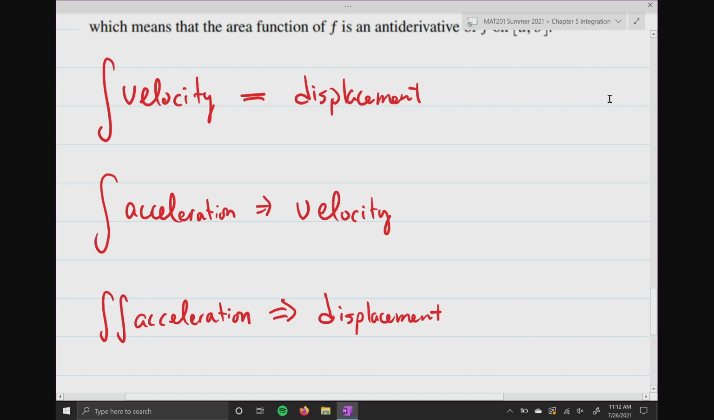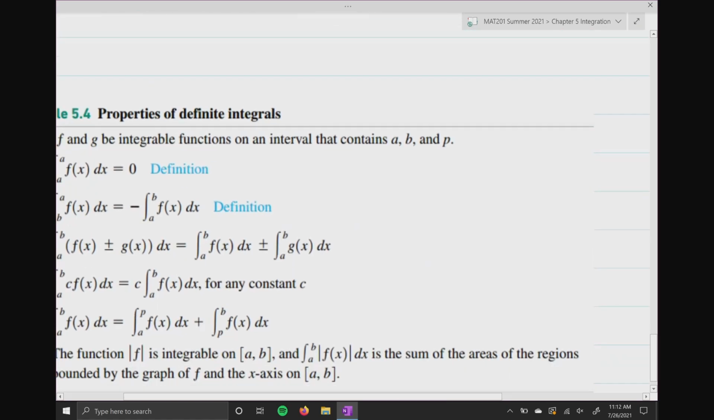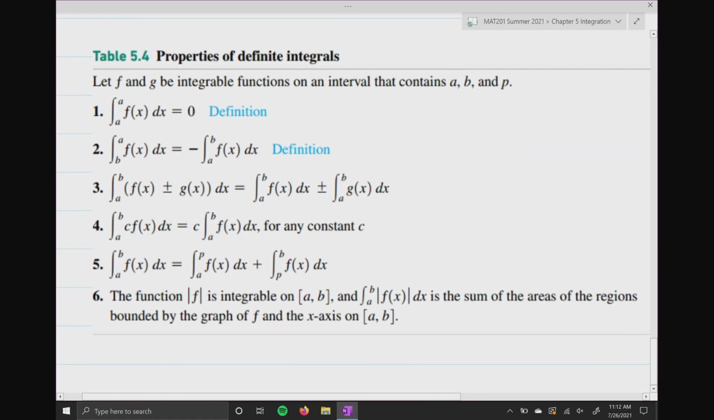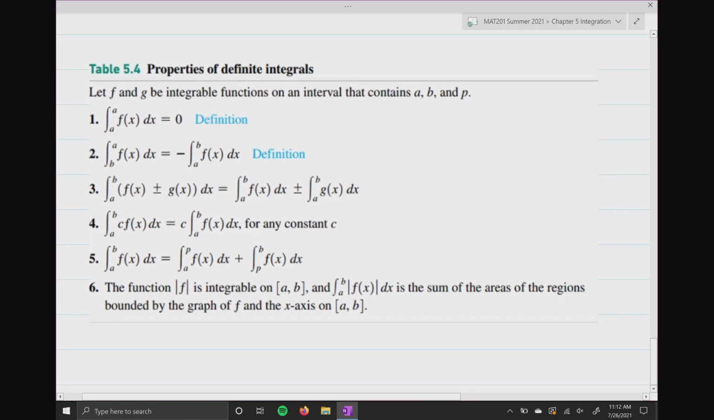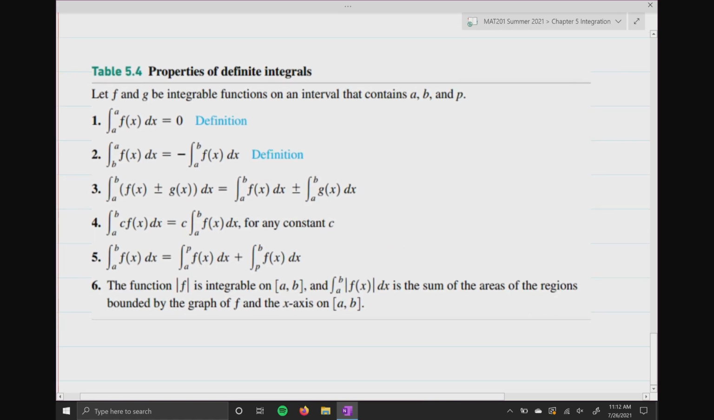So now I want to go back into section 5.2, and it deals with properties of integrals. The reason why I didn't show you the properties of integrals back in 5.2 is because they go over them again here, and now you can actually see how these properties work. So here are our properties right here. If we have two different functions of x, we can actually combine them.